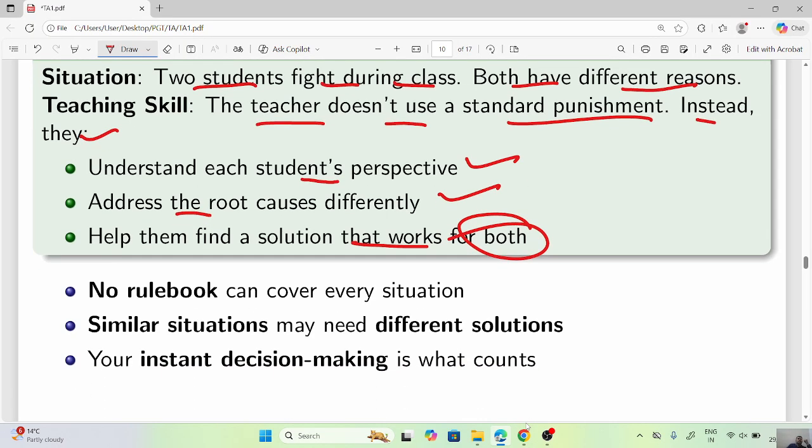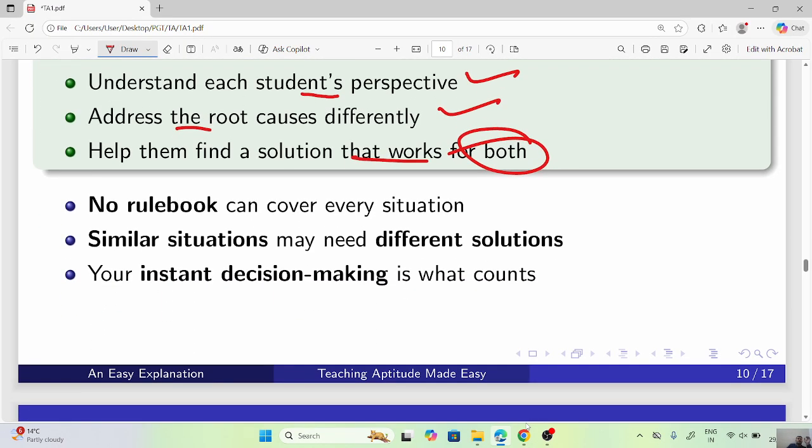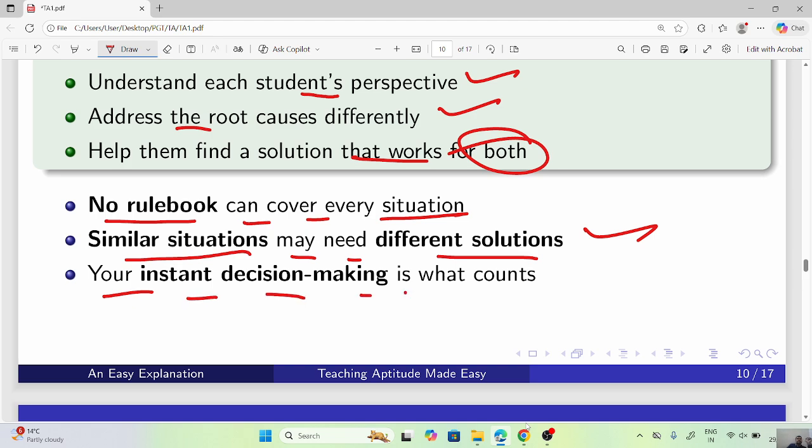And keeping it in mind, no rule book can cover every situation. A similar situation may need a different solution. Your instant decision making is what counts.